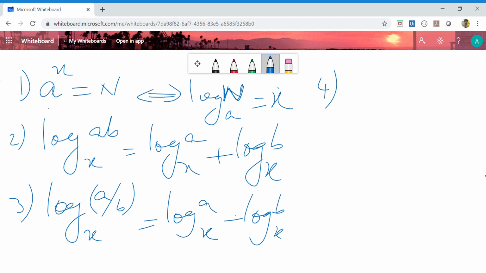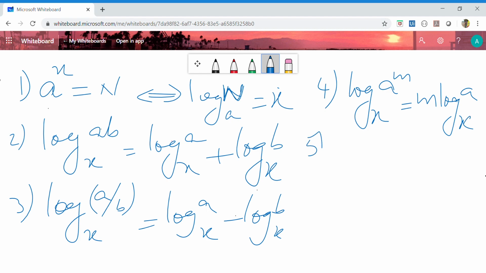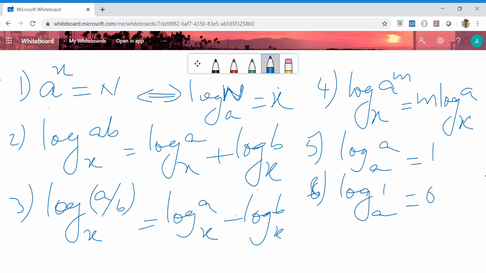And fourth, log of a power m to the base x is equal to m into log a to the base x. And next, log a to the base a is 1. And next, log 1 to the base unity. Log unity is always 0. Log 1 to the base a is 0.